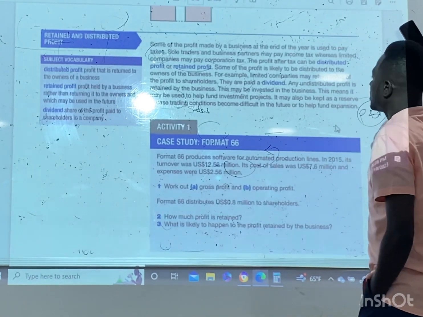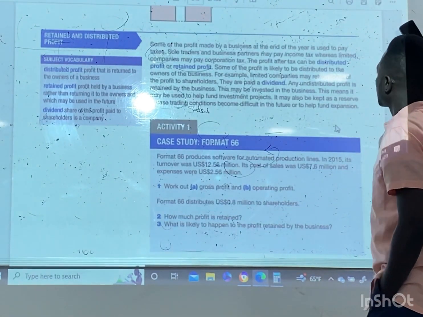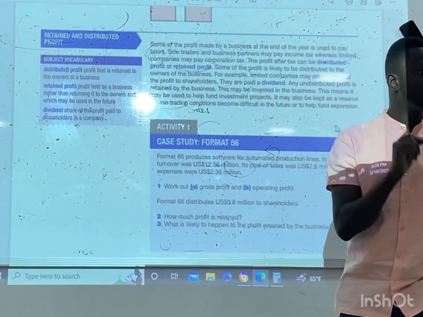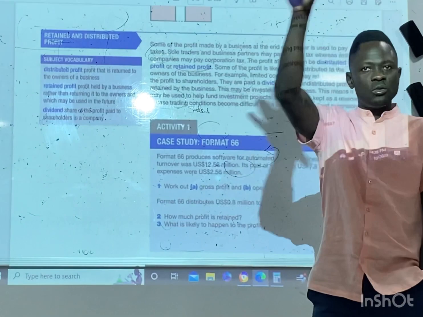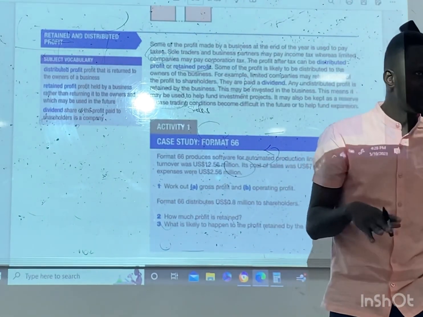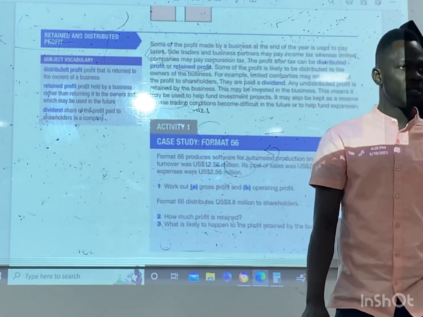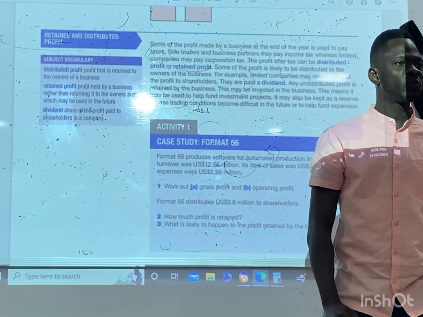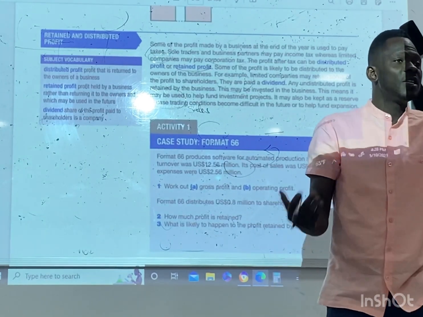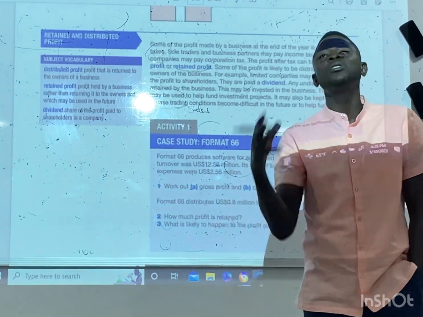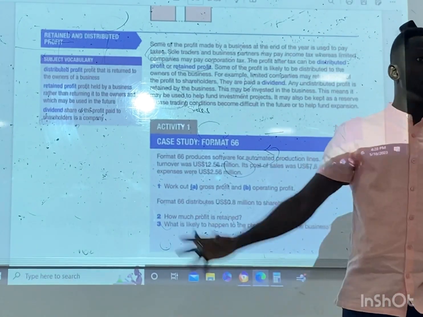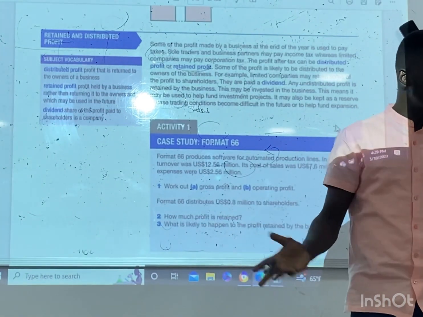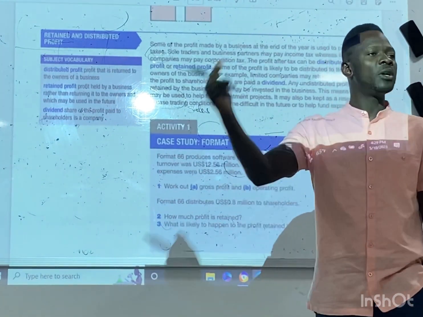Look at what they said: the profit after tax can be distributed or retained. It is distributed when you have to think about sharing it with the shareholders. It is retained if you are putting it back into the business. For a sole trader, there's no such thing as distributed profit, because all the profit belongs to the owner of the business. But public limited companies have investors and shareholders that they have to share profits with in the form of dividends.